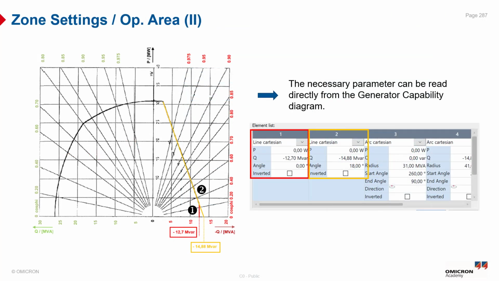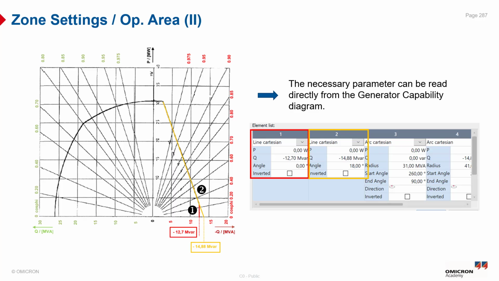So in the zone setting and the operating area, as you can see, here is our view of the operating area, and here the necessary parameters for defining the protection zones can be read directly from the generator capability diagram. This makes it much easier to align the protection testing and the protection setting with the actual operating characteristic of the generator.